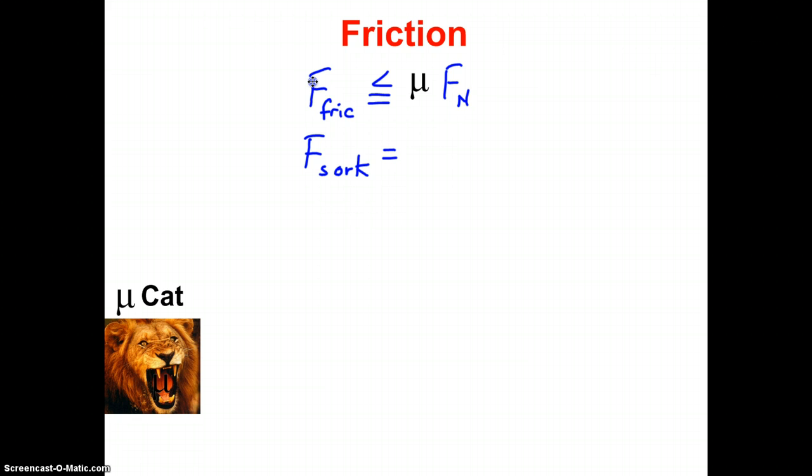Okay. We'll pull another mu from our mu cat times Fn. So if we were to solve for mu, you can see that one way you could look at mu is to say, oh, it's simply a ratio of the force of friction. We'll just use little f this time to Fn. So it looks like it's a ratio of the frictional force to the normal force.